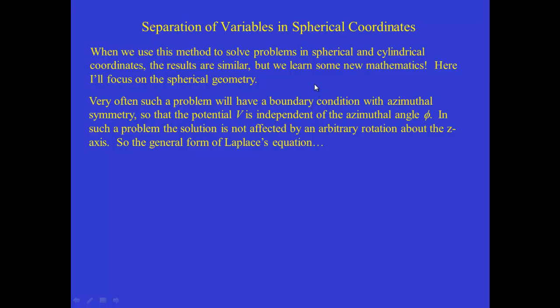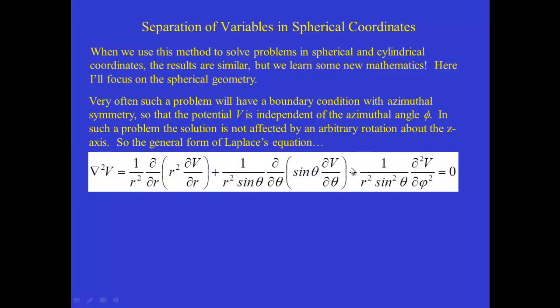Very often, a problem like this can be simplified because it has a boundary condition with what's called azimuthal symmetry. Remember that phi is the azimuthal angle. So if we have a solution to the potential from Laplace's equation that doesn't depend on phi, in other words, where we can rotate about the z-axis and not change anything about the physical situation, then the solution is simpler, because it then only depends on r and theta, and there's no phi dependence.